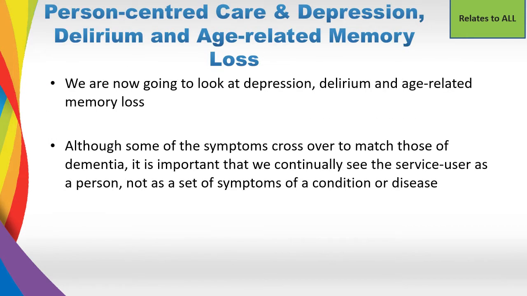We're now going to have a look at depression, delirium and age-related memory loss. Although some of the symptoms cross over to match those of dementia, it's important that we continually see the service user as a person and not a set of symptoms of a condition or disease, because person-centered care should be putting the person at the centre of their care plan. So not looking at depression, not looking at delirium, and not looking at memory loss. Instead, we should still be focusing on the person.